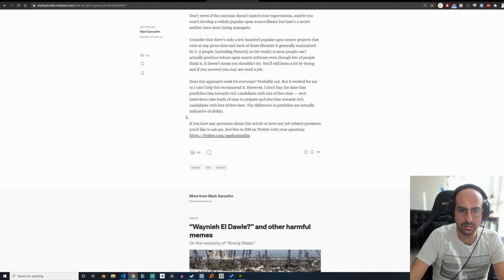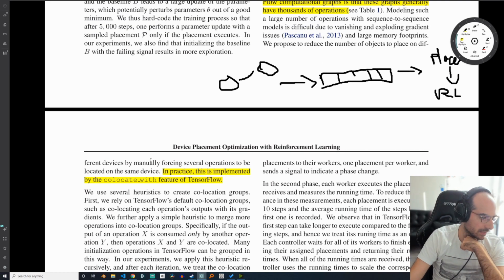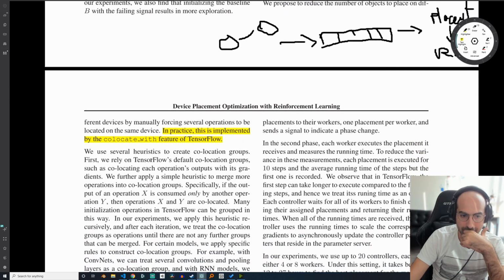It's probably there somewhere. Anyway, I guess all they're trying to say is that you want layers that talk to each other very often to be co-located.